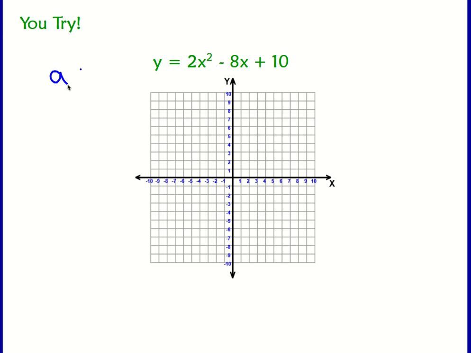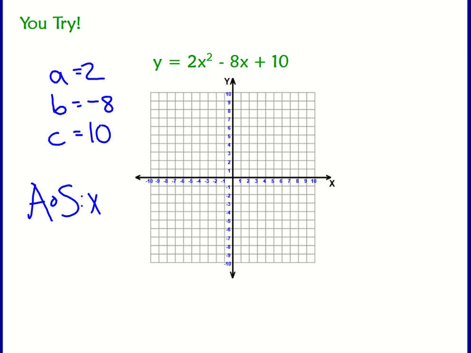We have A equals 2, B equals negative 8, C equals 10. So when I find the axis of symmetry, the axis of symmetry would be x equals negative b over 2a. So that's negative 8 divided by 2 times 2. If I simplify that, that's positive 8 over 4, which is 2. So I have x equals 2 for the axis of symmetry.